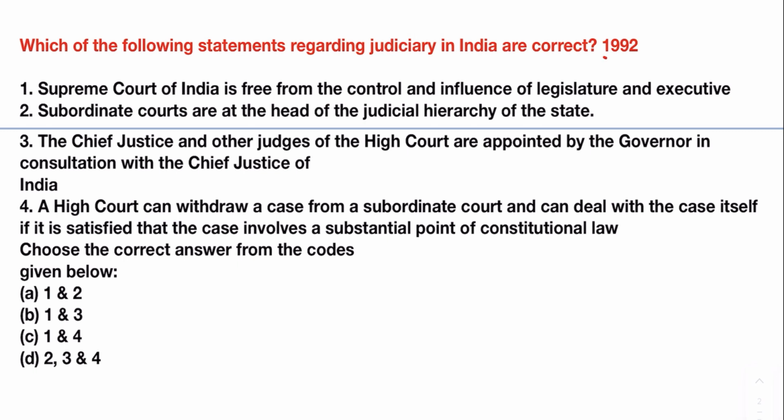Next, asked in 1992. Which of the following statements regarding judiciary in India are correct? Supreme Court of India is free from the control and influence of legislature and executive. This is true. Subordinate courts are at the head of the judicial hierarchy of the state. No. High Court is at the head. The Chief Justice and other judges of the High Court are appointed by the Governor in consultation with the Chief Justice of India. No. President appoints the Chief Justice of High Court. A High Court can withdraw a case from a subordinate court and can deal with the cases itself if it is satisfied that the case involves a substantial point of constitutional law. This is true. Answer is C, 1 and 4.